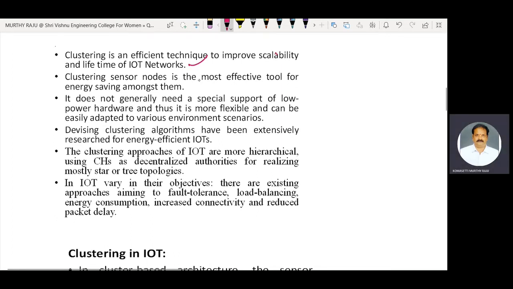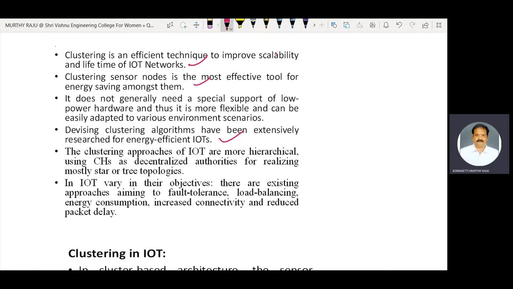Clustering sensor nodes is the most effective tool for energy saving among them. It does not generally need special support for low power hardware, and thus is more flexible and can easily adapt to various environment scenarios. Clustering algorithms have been extensively researched for energy efficient IoTs.